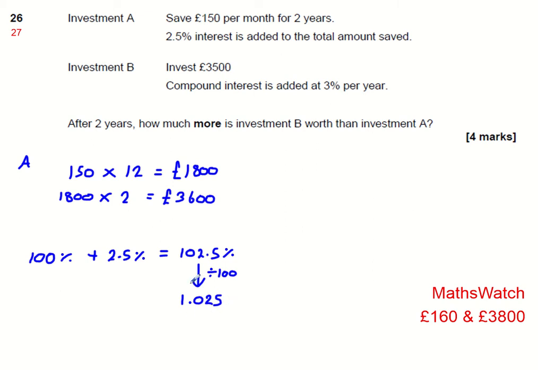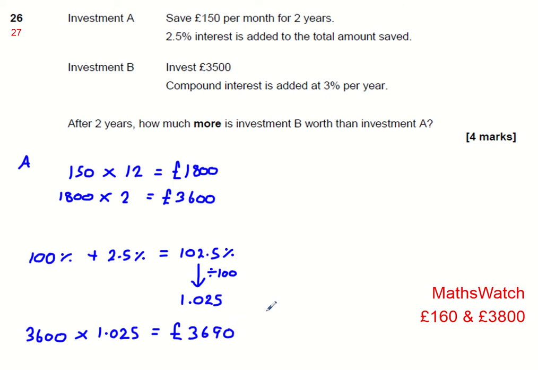Which means that to work out how much money we have in total, we take our amount saved, which is 3,600, and we multiply it by 1.025, which means we'll be increasing by 2.5%, which means we will have saved £3,690. So there's investment A done.